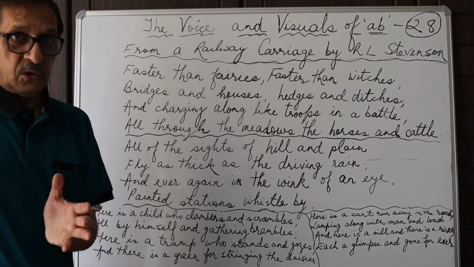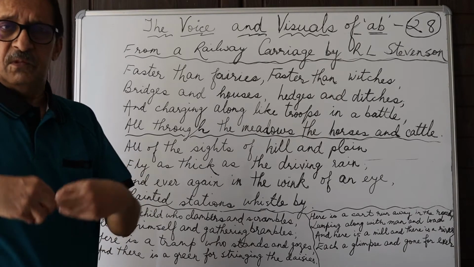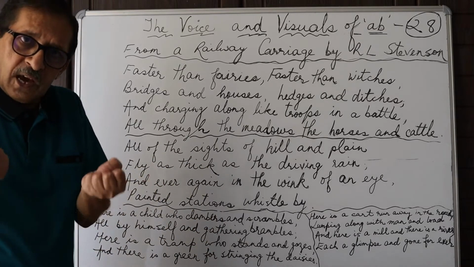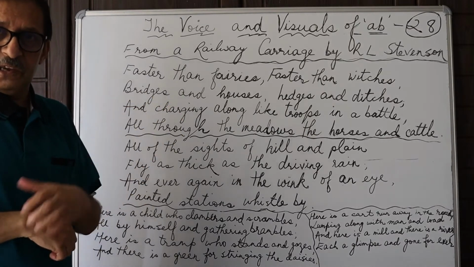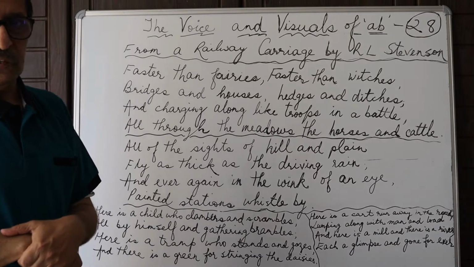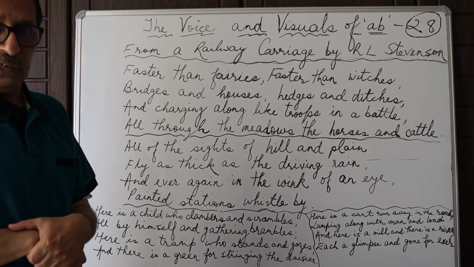Aur hame bachchon ko, bachche ho, buzurg ho, jawan ho, unka apni or, is kavita ki or, unka dhyan akarshit karna hai. We must attract their attention.